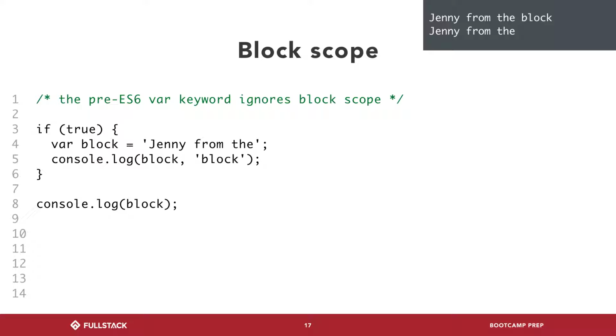So that's why we use let more now, because let takes into account not just the function scope or the curly braces around the functions. It also takes into account the curly braces around blocks, so if statements, while loops, for loops, etc. Let is just a little bit more precise.